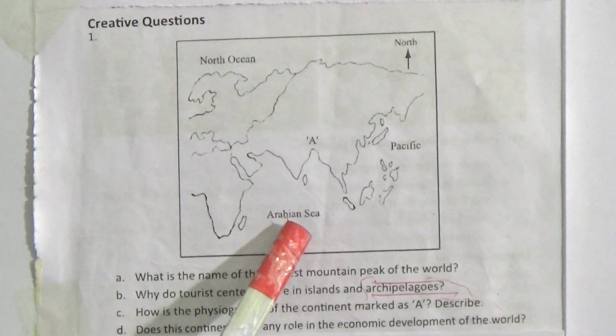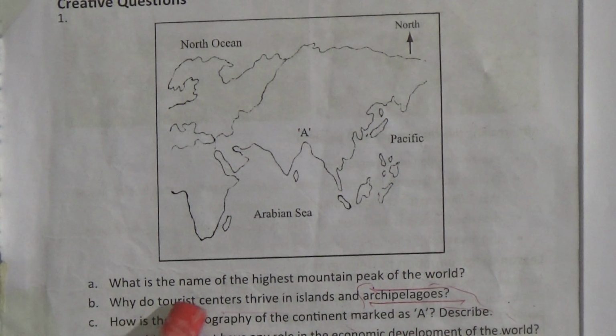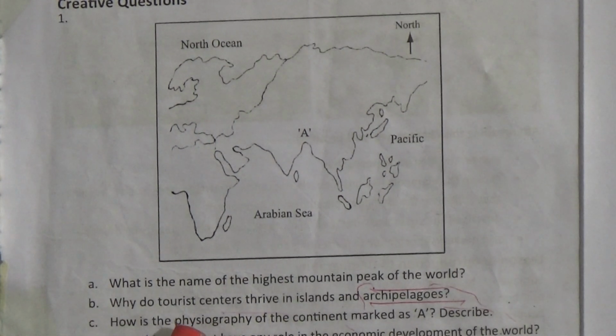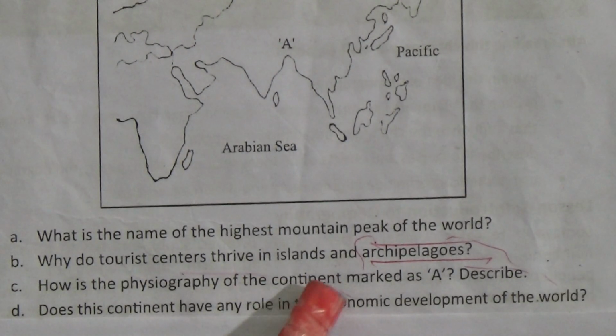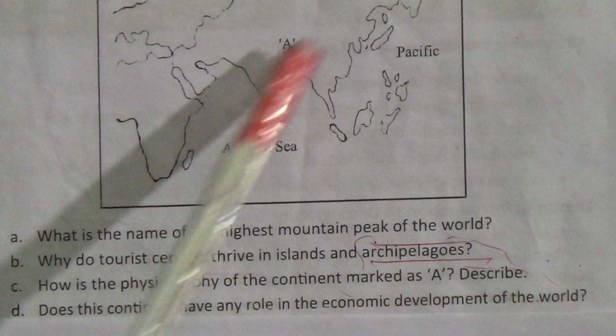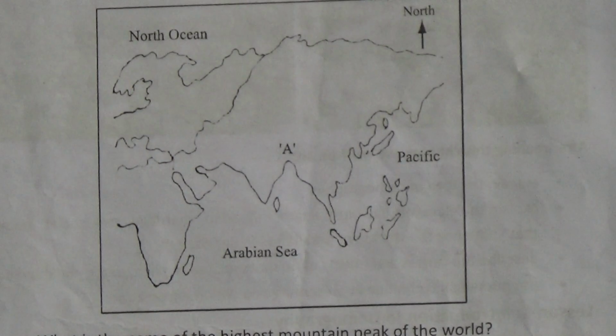Dear students, creative question number 1 was like this. You get a map. Here is the Pacific Ocean, then the Arabian Sea, and here is the area marked A. The question was: A, what is the name of the highest mountain peak of the world? B, why do tourist centers thrive in islands and archipelagos? C, how is the physiography of the continent marked as A described? That means you have to describe what is indicated by the area A. D, does this continent have any role in the economic development of the world? That means whether this marked area A has any contribution regarding economic development of the world.